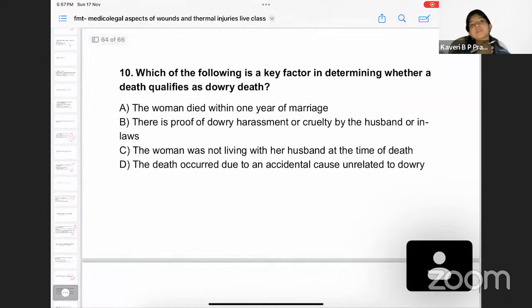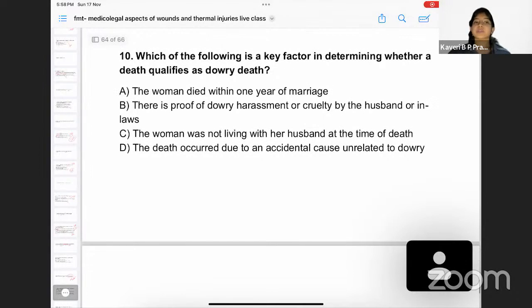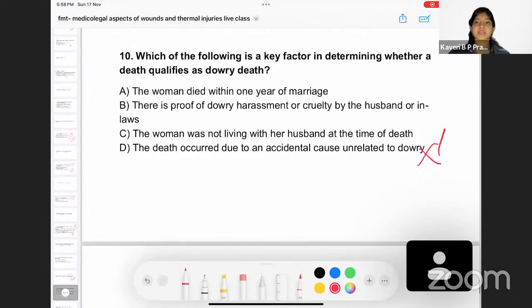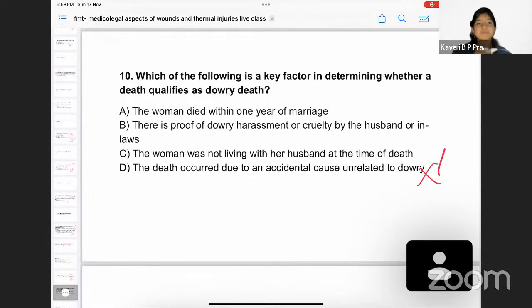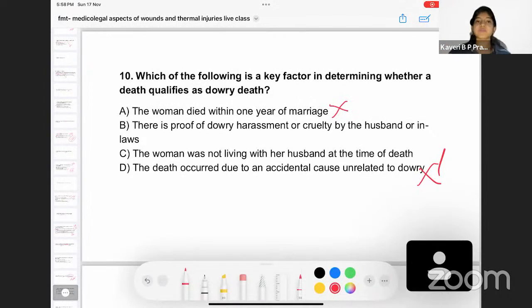Coming to the last question, which of the following is a key factor in determining whether a death qualifies as dowry death? Okay. Coming to the options, the woman died within 1 year of marriage. There is proof of dowry harassment or cruelty by the husband or in-laws. The woman was not living with the husband at the time of death. Option number D, the death occurred due to an accident unrelated to dowry. So option D you have to exclude, because they are clearly mentioning that it was unrelated to dowry. Coming to the first option, the woman died within 1 year. No, it is not mentioning what was the cause of death, so we cannot take it as dowry death. It could be because of a natural cause also.